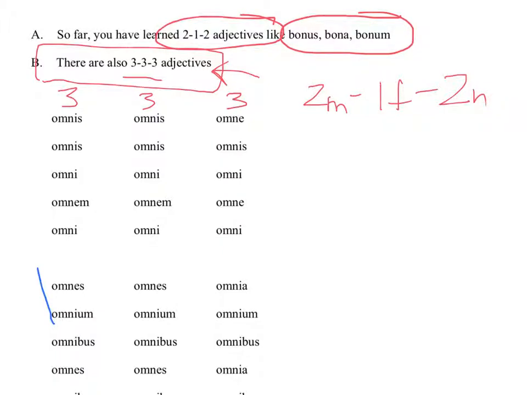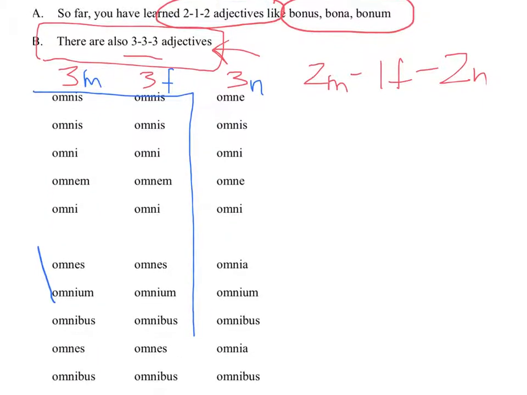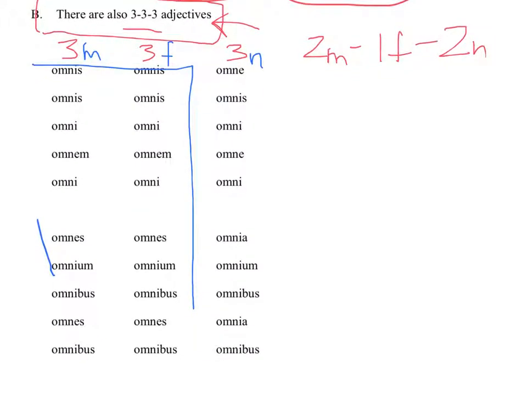It follows the same masculine and feminine pattern: third declension masculine, third declension feminine, third declension neuter. But the endings are obviously different from bonas, bona, bonam. Note that the masculine and feminine forms are exactly the same. I'll scroll up there for you to see all of them. The masculine and feminine forms have no variations whatsoever.